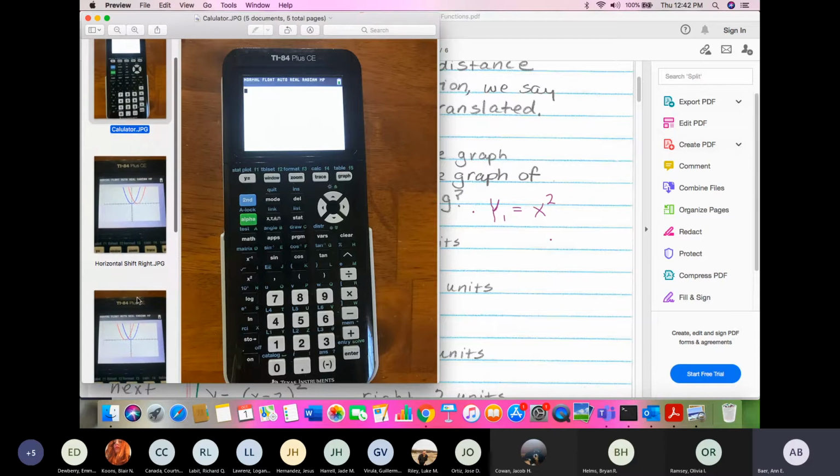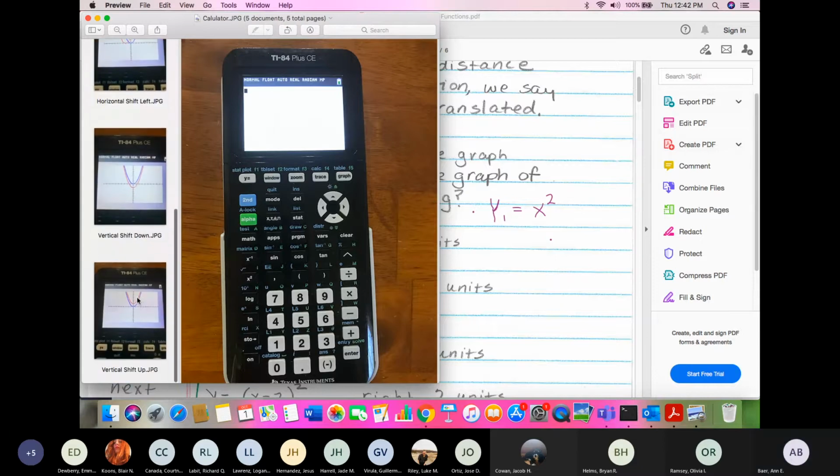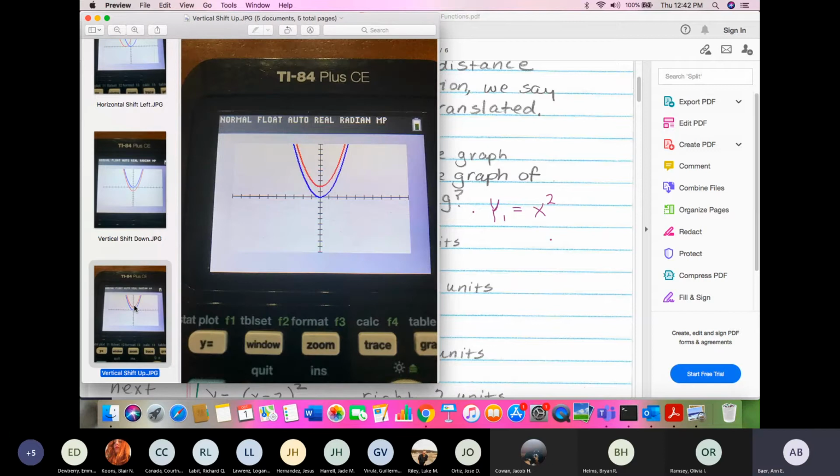So to give you a picture of what we're looking at, that's the graph I got on my calculator when I did that. The blue graph is the graph of our parent function. We added a 2 at the very end, and adding that 2 took every point on this graph and moved it up 2 units. That's what that 2 does.